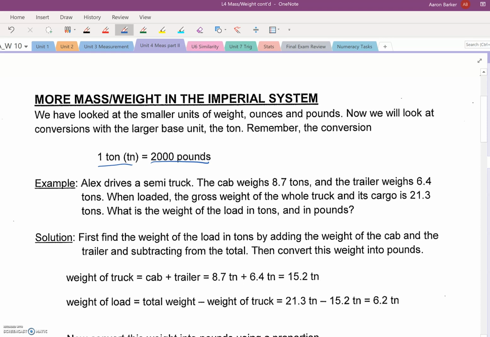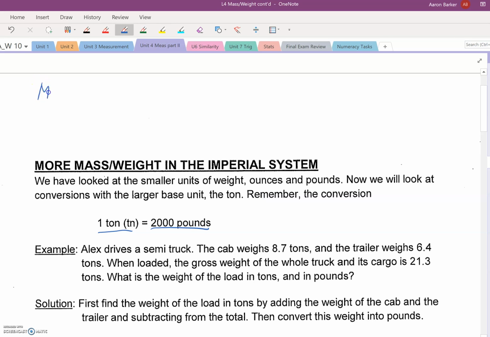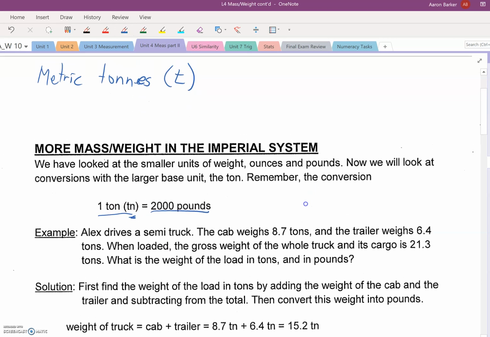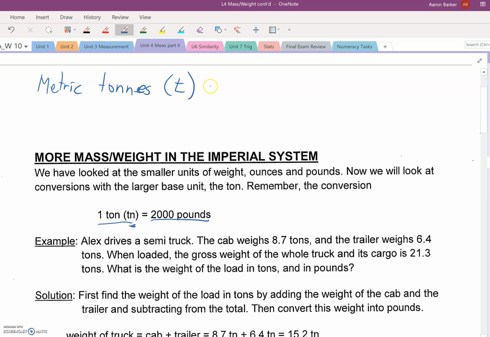So remember, there's two tons. There's the imperial ton, and then of course there is the metric ton. For the metric ton, that is spelled T-O-N-N-E-S, or tonnes, and its symbol is just the letter T, whereas TN is for the imperial system, and it's 2,000 pounds. The metric ton, 1 tonne, equals 1,000 kilograms. All right, so it's a little bit different there.